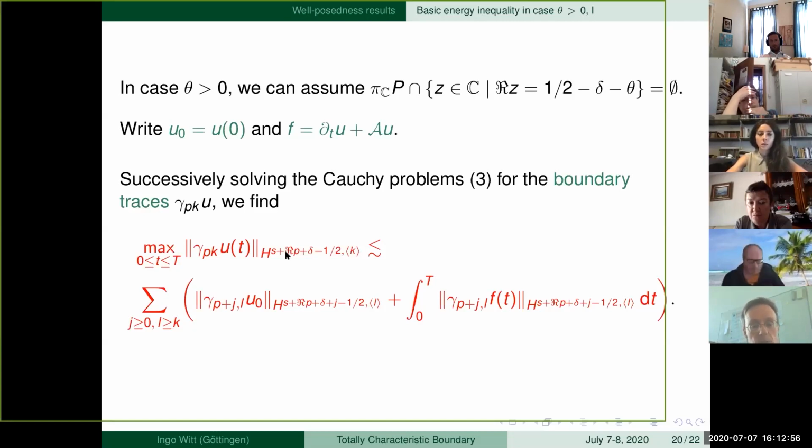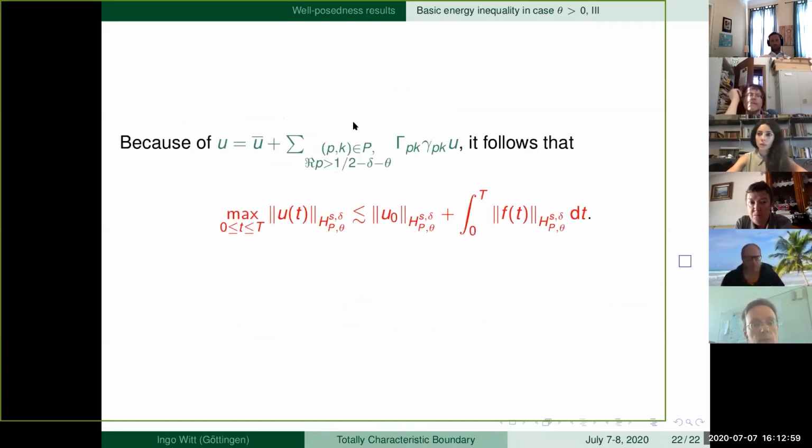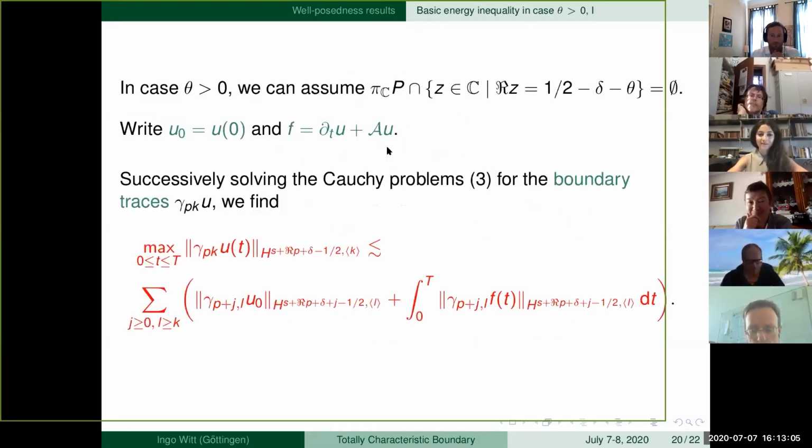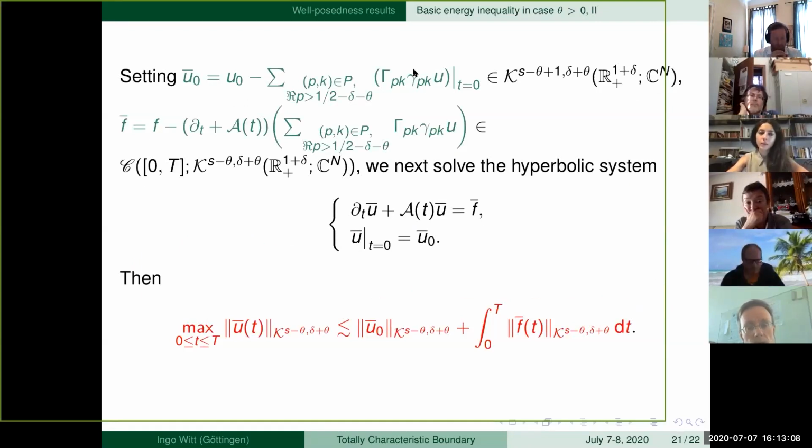Then the next step. My gosh, my computer is slow here. Okay, having computed the boundary traces, we apply these potential operators and take the differences. We do it for the initial condition and for the right-hand side, and then we are left with a hyperbolic system. But now the initial condition is in H^s minus zeta, comma delta plus zeta, actually a little bit better, but this doesn't matter. And the f bar is in L1, in H^s in K^{s minus zeta, delta plus zeta}. But this is something we can already solve.